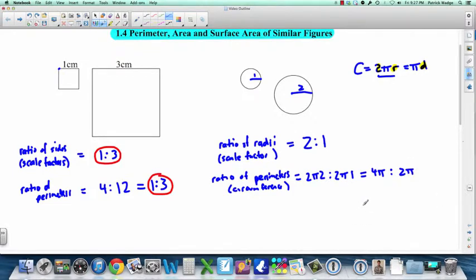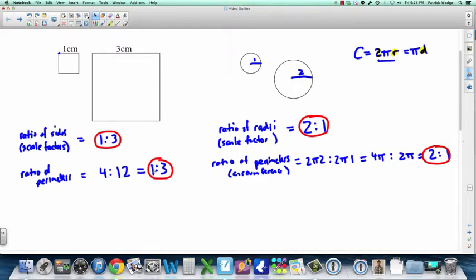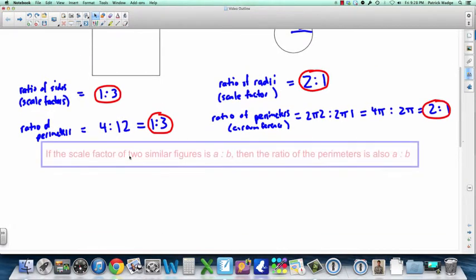But wait a minute, we can put this in those terms again. If you look at the numbers, we have a 4 and a 2. We can divide them both by 2, so you're left with a 2 in the first one and a 1 in the second one. And you have a pi and a pi. You can divide both of these by pi, and they just cancel out. So you have 2 to 1. Look again: the scale factor was 2 to 1, and the ratio of perimeters is also 2 to 1. So this brings us to our first very important point.